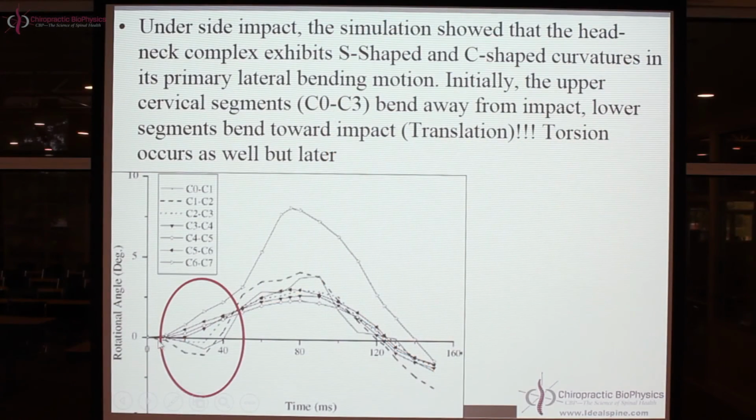So here's my analysis in the early phases. They showed the upper segments bend away from the direction of impact, and then the lower segments bend in the direction of impact. What that means is when you get hit from the right side, it means that your car slides to the left. Your torso, because you're in the car seat and the seat belt's coming across you, your trunk, your rib cage, torso shifts to the left because you got hit on the right side.